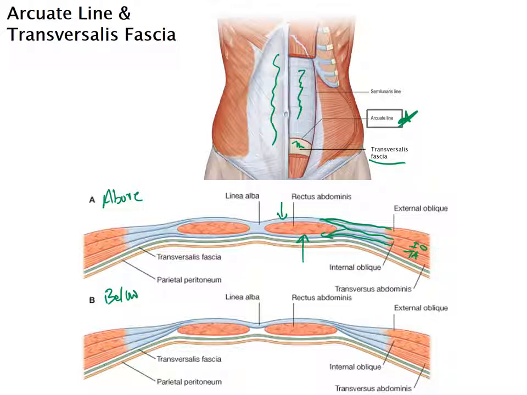In contrast, below the arcuate line, all three aponeuroses from the external oblique, the internal oblique, and the transversus abdominis muscles contribute only to the anterior rectus sheath, shown here. There is no posterior rectus sheath below the arcuate line. Instead, there is only transversalis fascia indicated by the green structure. And of course, just deep to that layer of transversalis fascia would be a very thin extraperitoneal fat layer, followed by the parietal peritoneum, which again is the lining of the abdominal cavity.